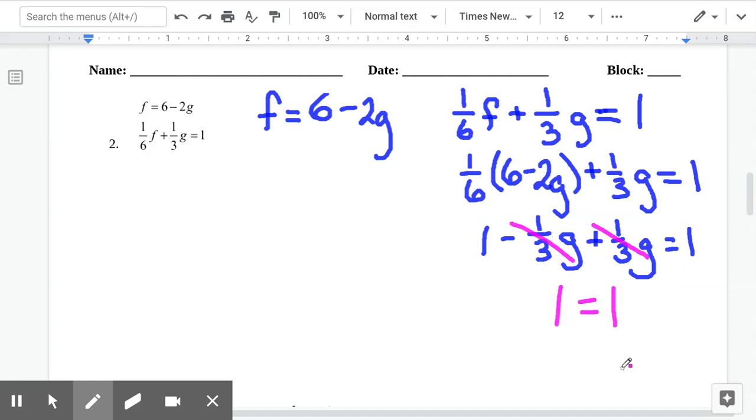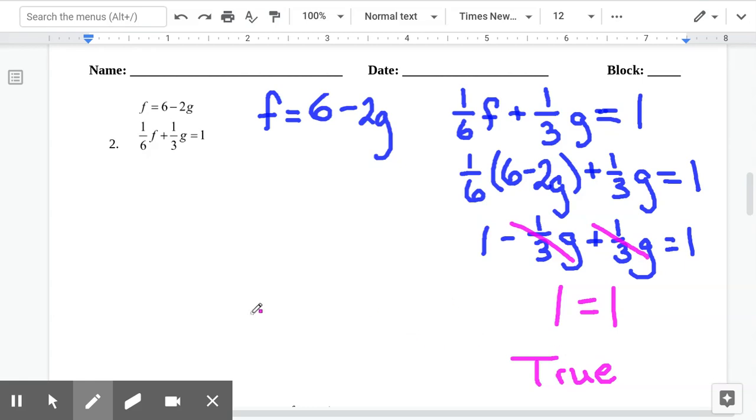Anytime that we get to a point where we have an equation with no variable, we have to stop and decide how to interpret that. Is it a true equation, or is it a false equation? In this case, it says 1 is equal to 1. That is true. Both sides are equal in value. And in the case where it's true, and it's always true, we are going to say that there are infinitely many solutions.